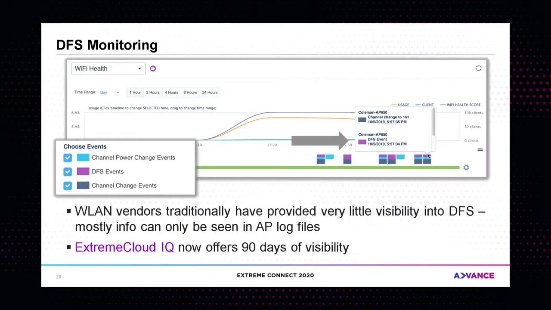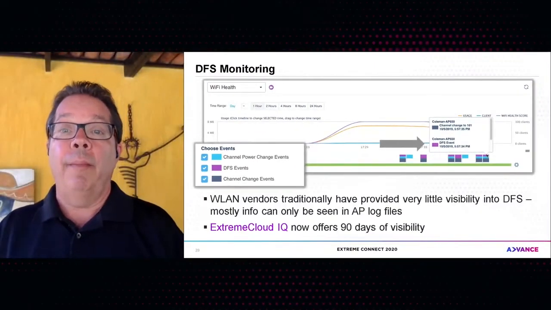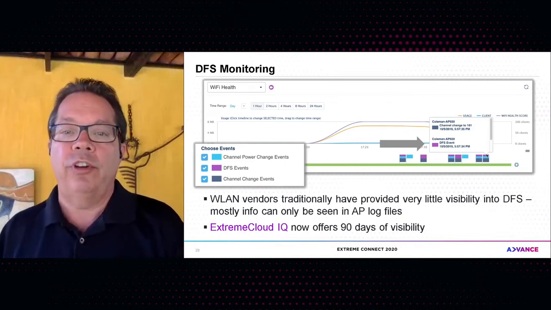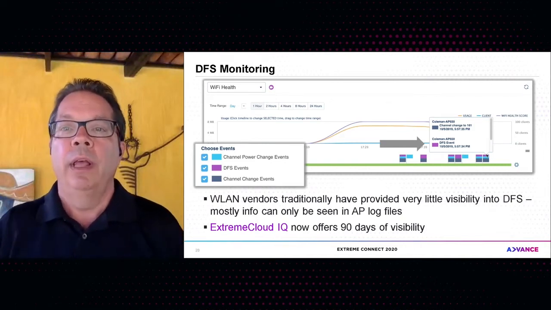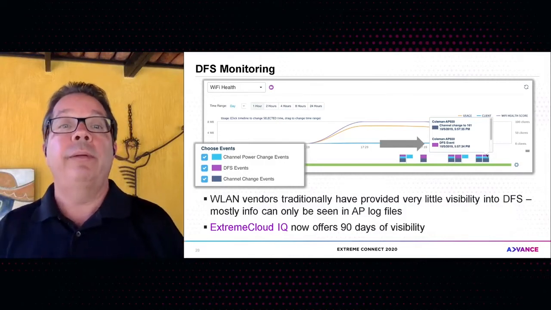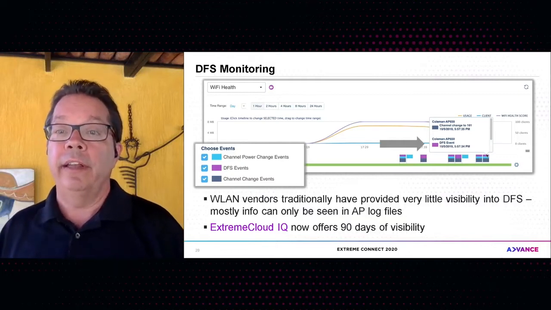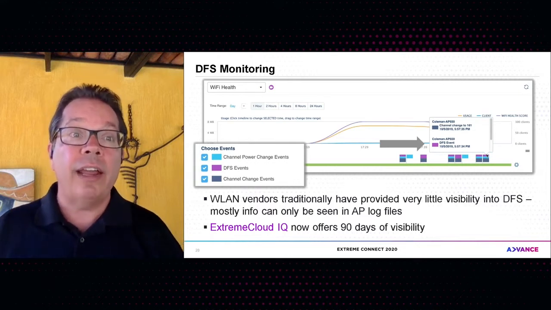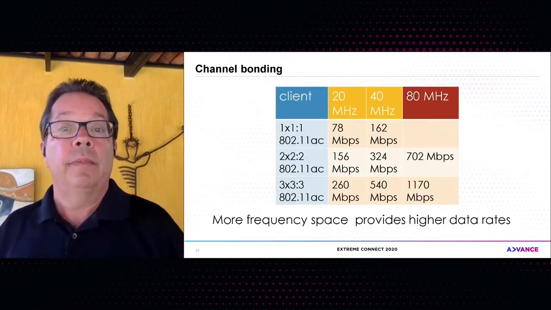One of the things we do at Extreme Cloud IQ, our cloud management platform, is we can actually provide you visibility into DFS. If you don't know what DFS is, that stands for Dynamic Frequency Selection. It's just radar avoidance. So if I'm an AP on channel 100 and I hear radar, the AP and all the associated clients have to move to a different channel. Like every vendor, we can do this, but in Extreme Cloud IQ, we can actually provide you visibility to this. So if you find a channel that is having some problems with radar, it's real simple. You just design around it, and that solves the problem.